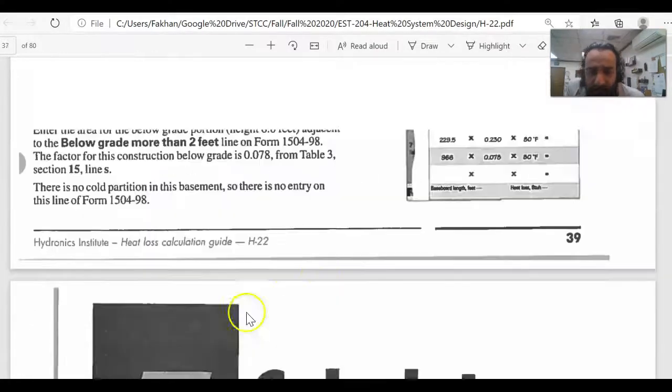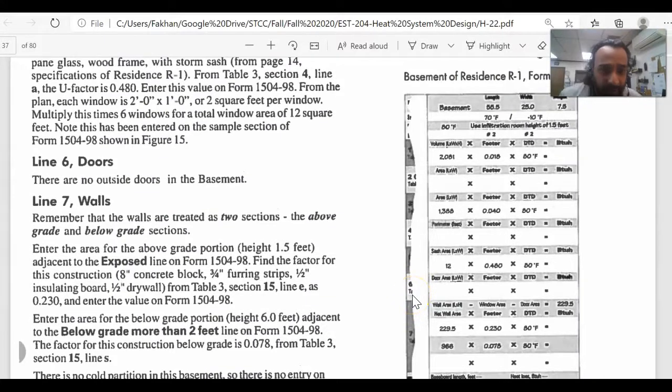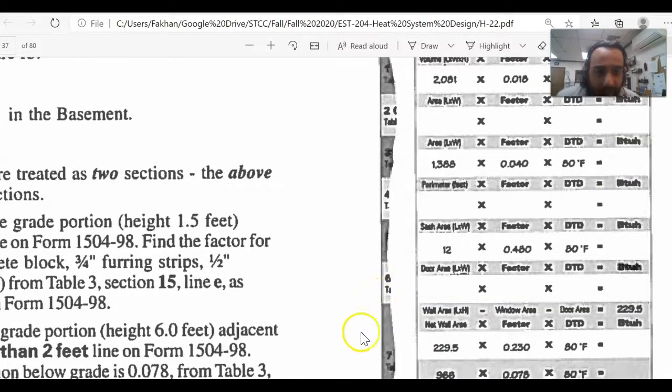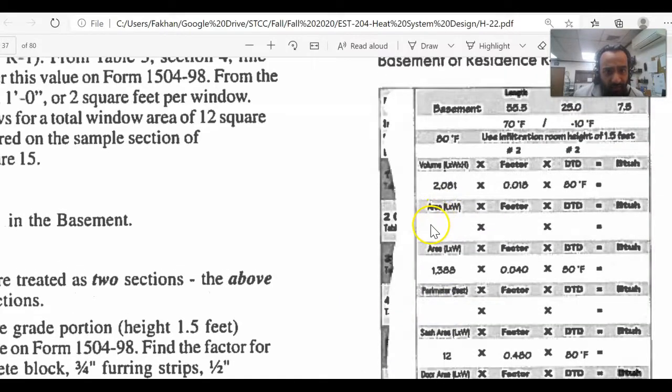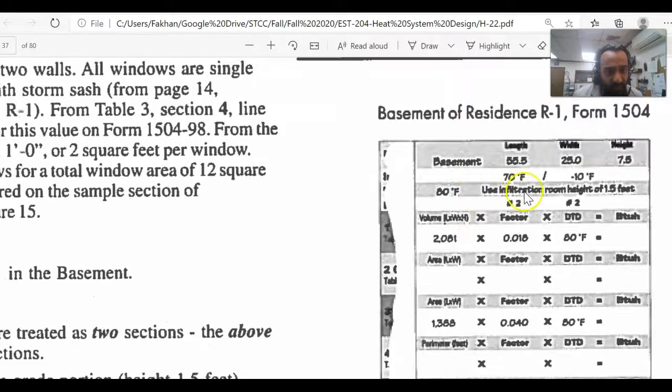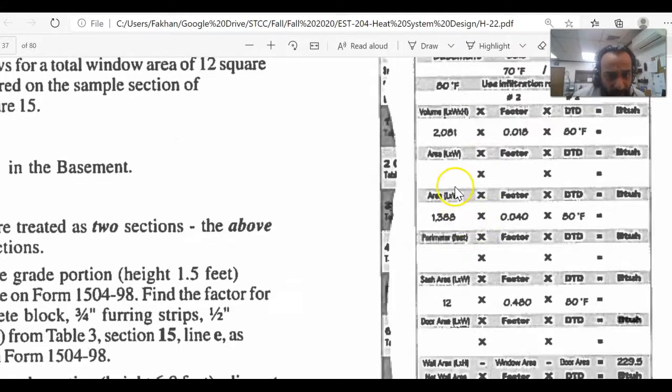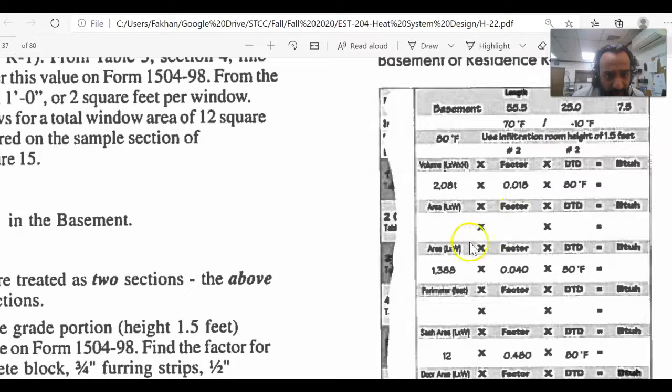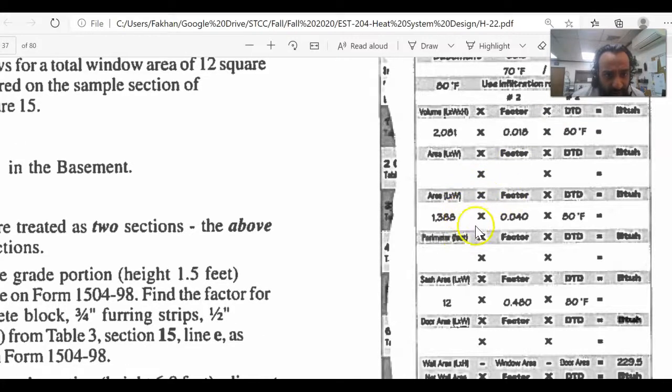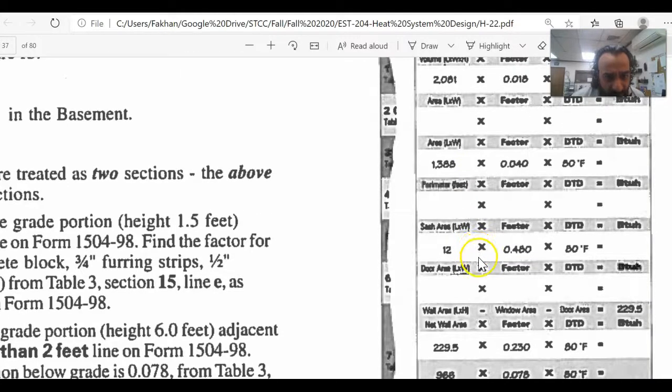Hold on. I'm gonna look at this very closely. It's really hard to see. So the factor area base. So the basement has its own thing. Volume. We have the volume for the infiltration. Temperature. No area for the walls. And this doesn't show.